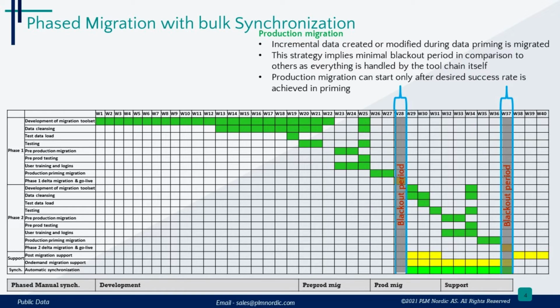In the production migration phase, the data that was modified or newly created during priming moves over seamlessly. This strategy is efficient because it keeps downtime to a minimum. We initiate the production migration only when we've confirmed that the priming went well and achieved the desired success rate. The focus is on ensuring a smooth and controlled transition of data.